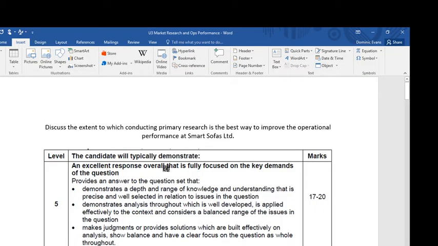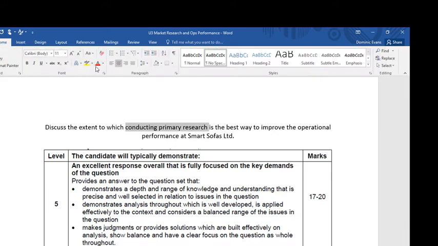This video is going to look at a question that links two parts of the specification. The question is, discuss the extent to which conducting primary research is the best way to improve operational performance at Smart Sofas. So what you need to know about is conducting market research, and then you need to link that to operational performance.